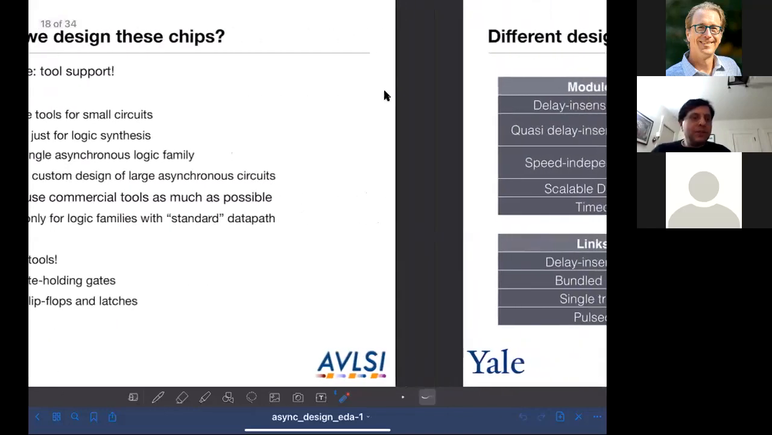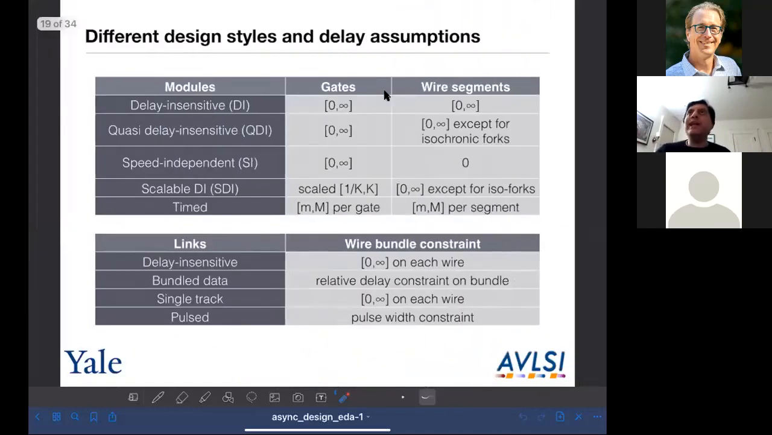So just to give you a flavor for the range of asynchronous circuit design styles and the kind of assumptions you need to worry about, especially in terms of timing. This is my sampling of asynchronous circuit families. There are many more, by the way, but I'm not even going to go there. What I wanted to share with you is what you need to worry about for correct operation.